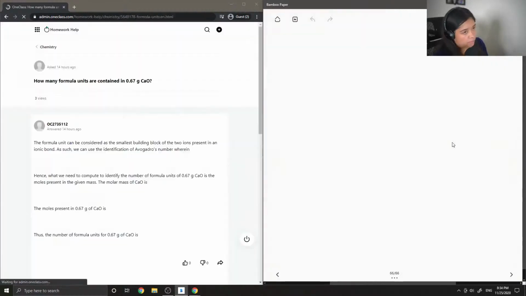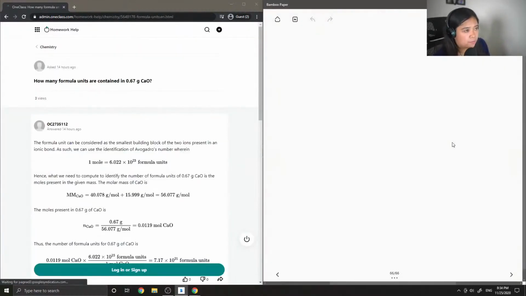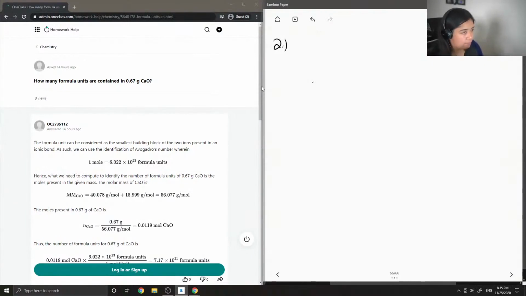Okay, so now let's move on to question number 2. How many formula units are contained in 0.67 grams of calcium oxide? So first, let me define what a formula unit is.